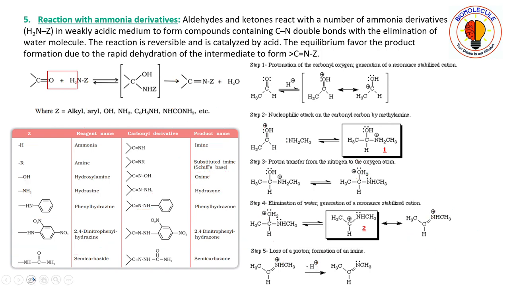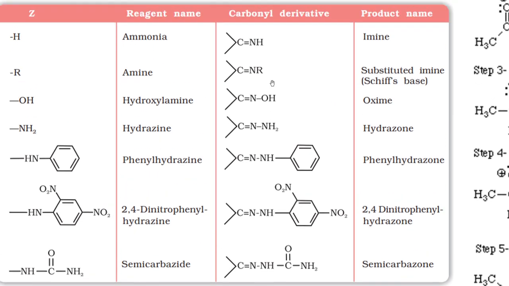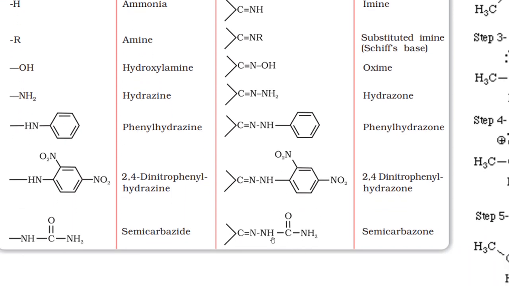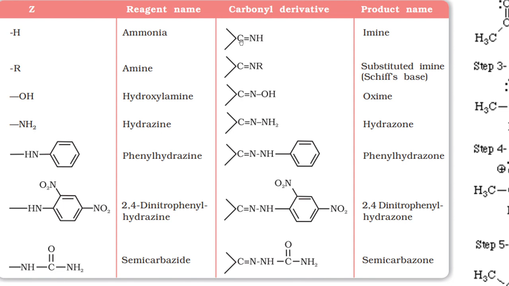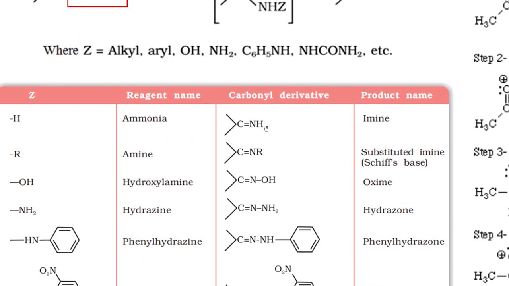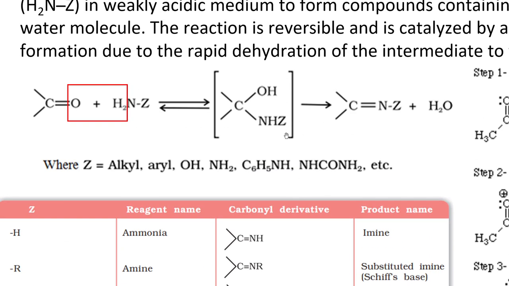Note here that only this Z is different. Here it is H, here it is R, OH, NH2, NHPh, and this is the substituted one, NHCONH2. The rest, these two alkyl groups and the carbon-nitrogen double bond, are the same in all the products. Only the difference is this Z.